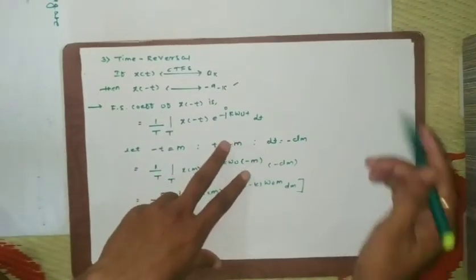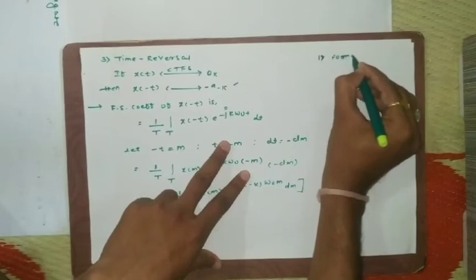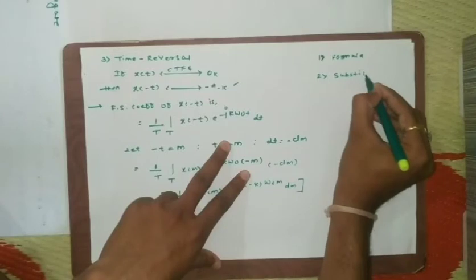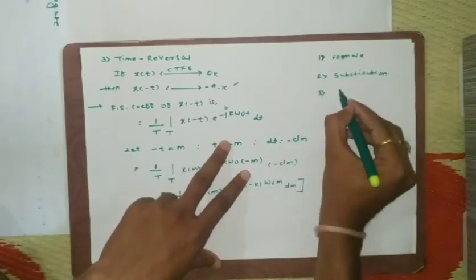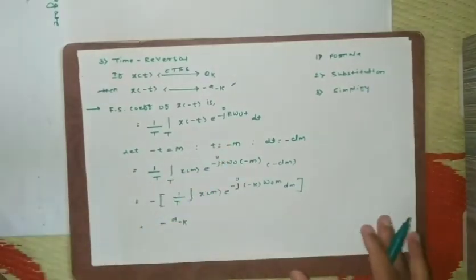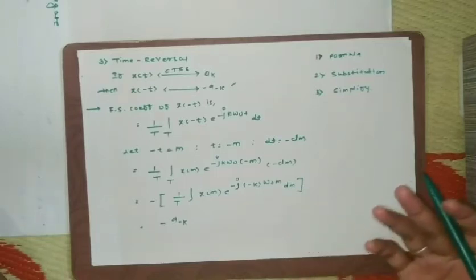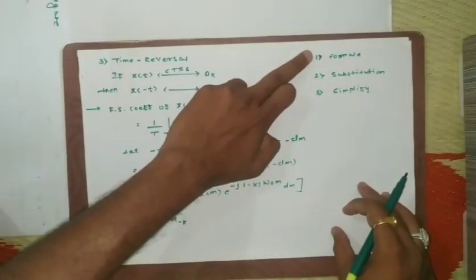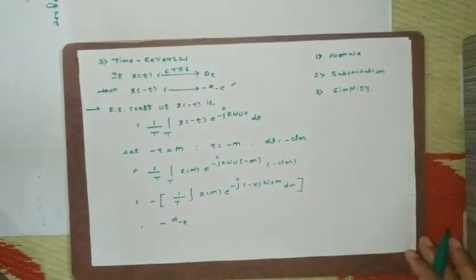In order to prove these properties, remember we have to follow 3 steps. Number 1, the basic formula. Second is the substitution method, or just we have to assume some constant term. And third, we have to simplify. Dear friends, in order to prove properties of either signals and systems or properties in terms of digital signal processing, just follow these 3 steps. Put the required formula, go for the substitution method, and simplify the given terms.